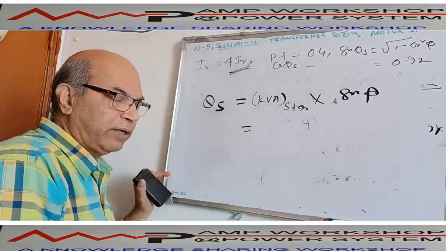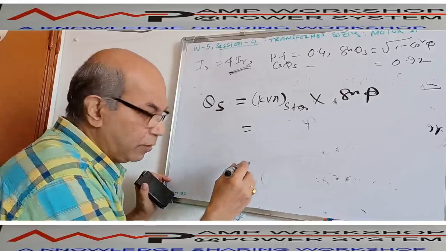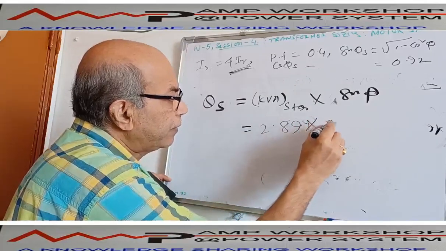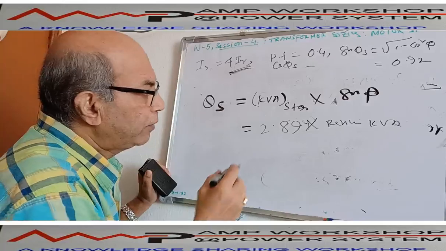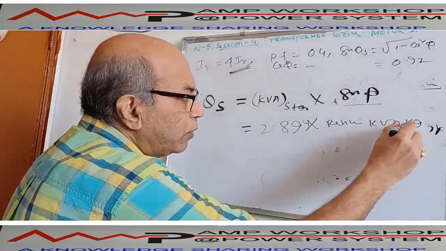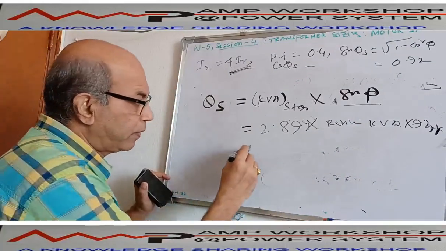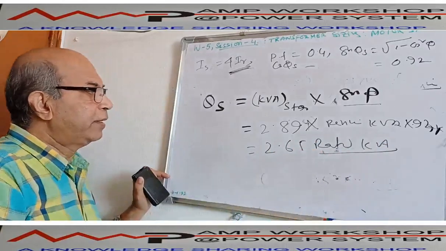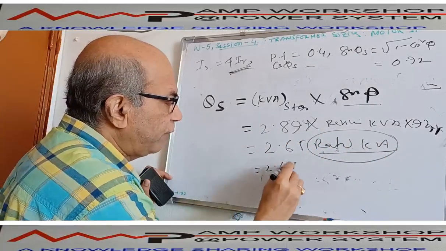So this is equal to KVA, we have already calculated the starting KVA of the motor, that equals 2.89 into running KVA. Now, if you calculate, the sin phi will be 0.92. If the power factor is 0.4, then the sin phi will be 0.92. So this will be giving equal to 2.65 into rated KVA. Now, in terms of rated KVA, it is equal to 2.65 into rated KVA.